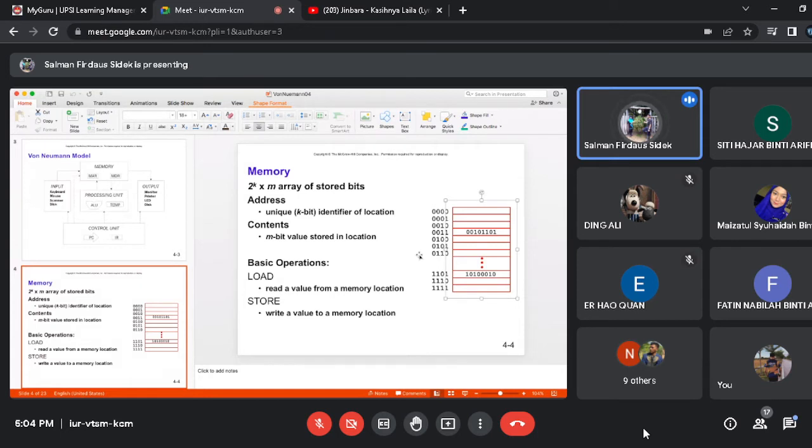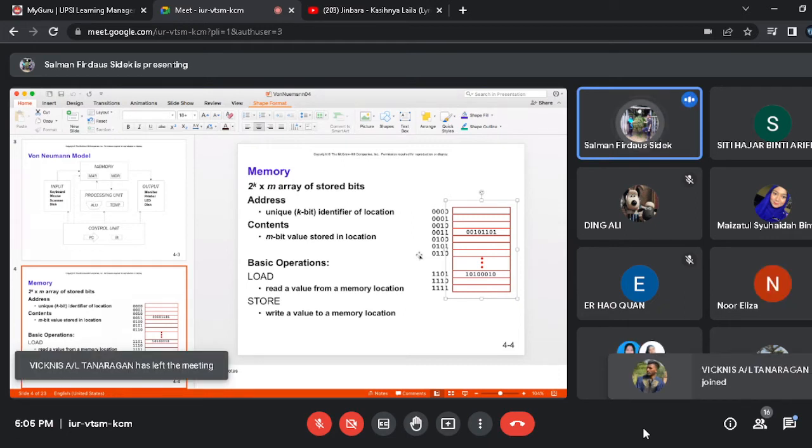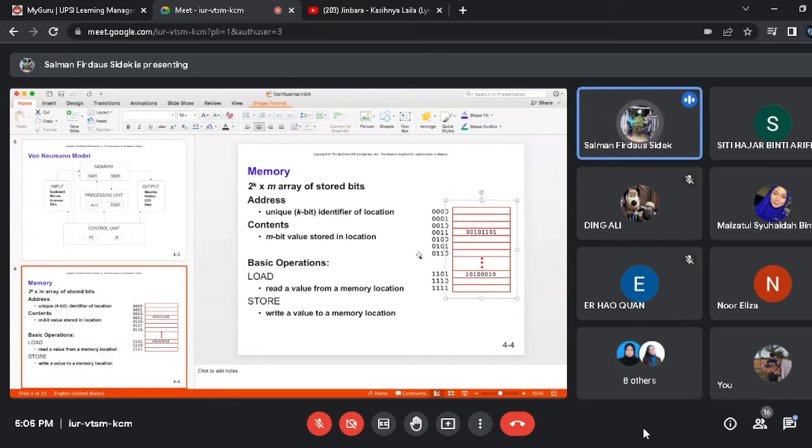When I say take out the data from memory, in your opinion, where will this data be sent after we take it out from the memory? CPU. Yeah, CPU. We just refer to the previous model. You can see from memory, data will be taken out and sent to CPU. So that is what we call a load process.